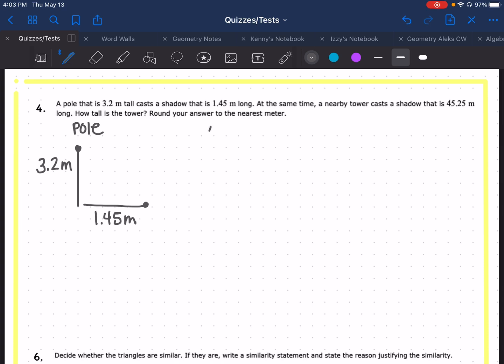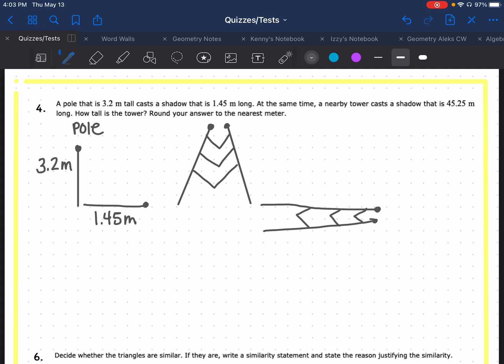At the same time, a nearby tower casts a shadow that is 45.25 meters long. So I'm going to go ahead and draw the tower, which of course is much, much larger than my pole. I don't know how to draw a tower, guys. I can draw a water tower, but it just said a tower. So there's my tower, and here's its shadow. I guess it would be skinnier. There we go. The shadow is 45.25 meters long. And it says, how tall is the tower? So that is my X. And then it does say right here, round your answer to the nearest meter. That means they don't want any kind of decimal.